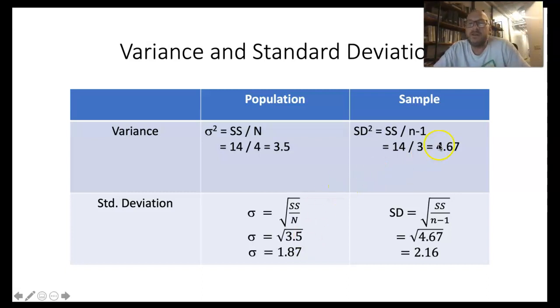All right, so over here in the sample size, just to make it clear what I'm talking about here, the population means that you've actually measured every single person in the entire population. That's pretty rare. We're much more likely to use the sample. So in the sample, instead of the Greek, we have letters, so like SD squared. And instead of sums of squares over n, we have sums of squares over n minus 1.